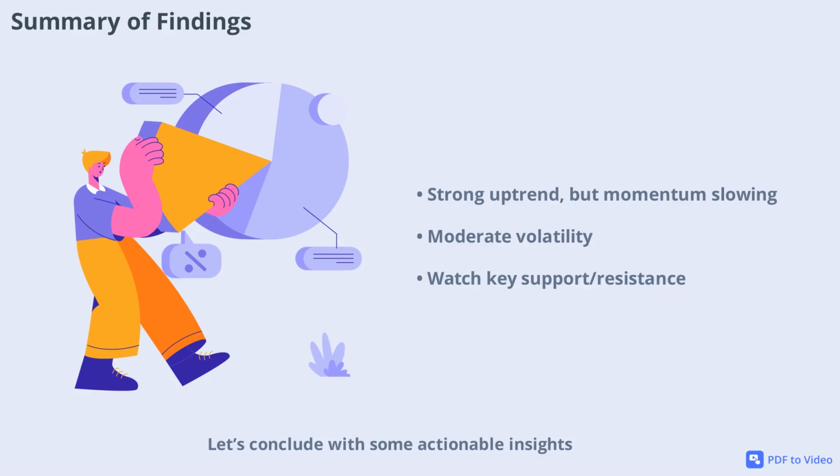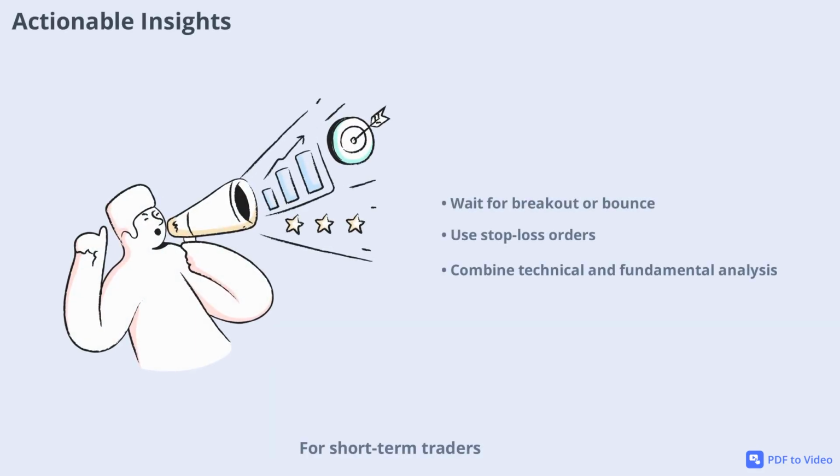Let's conclude with some actionable insights for both short-term and long-term investors. For short-term traders, consider waiting for a breakout above resistance or a bounce from support before entering new positions. Use stop-loss orders to manage risk, given the moderate volatility. Long-term investors may view any pullbacks as buying opportunities, provided the broader uptrend remains intact. Keep an eye on volume spikes and sentiment shifts for early warning signs of trend changes. As always, combine technical analysis with fundamental research for the best results.